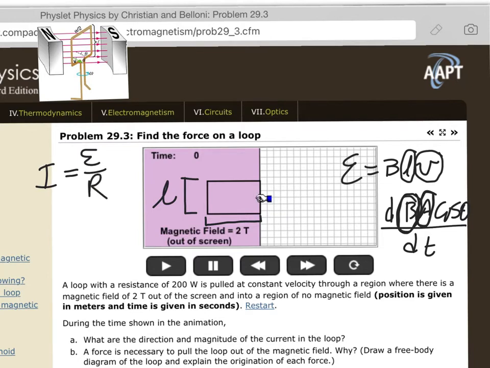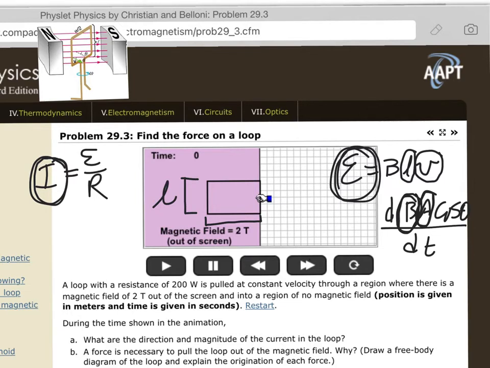And since the velocity is constant, the area is constant, the field is constant, the rate of change is constant, that's going to be a constantly induced EMF, which gives rise to a constant current. And given that you have a current in a magnetic field, there's going to be a force opposing it.